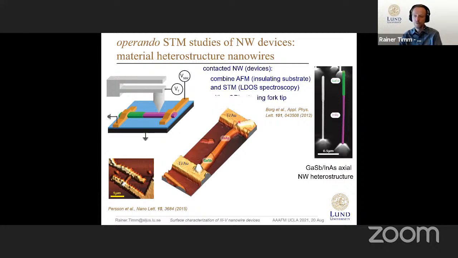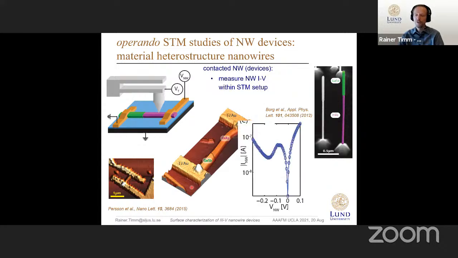And the nice thing is, since we have these electrodes to this wire, we can do a standard transport measurement. So put our bias between both sides, vary that bias and measure the current through the wire. And we get the IV properties here of a nice tunnel diode or Esaki diode in this image.